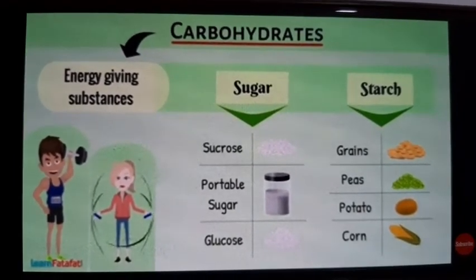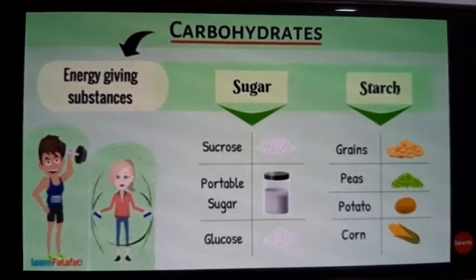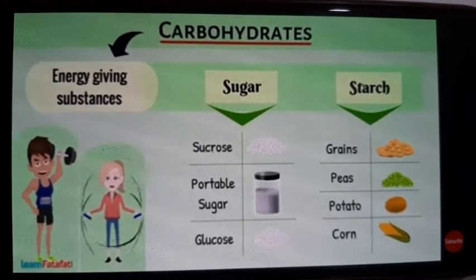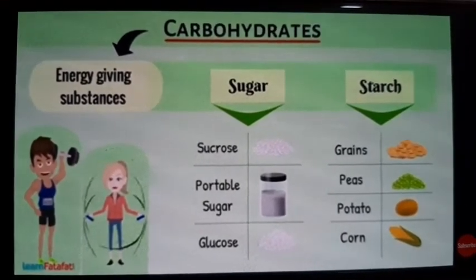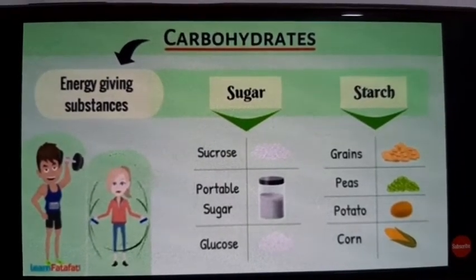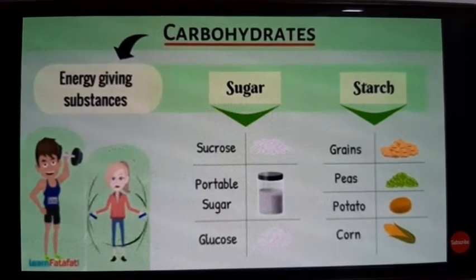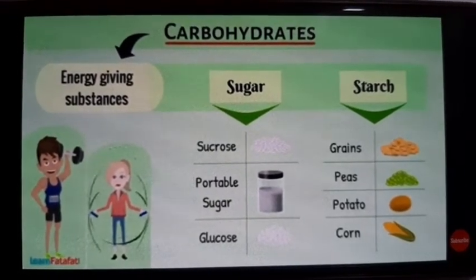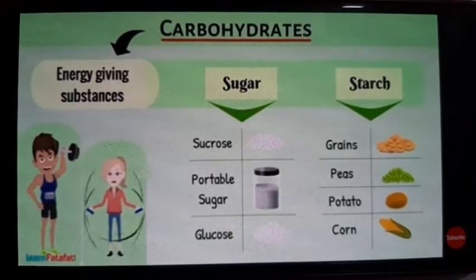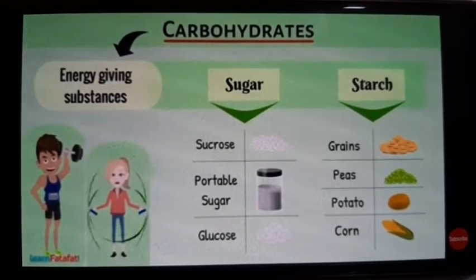Now let's head on towards the first major component of food, that is carbohydrates. The term carbohydrates is composed of 2 words, carbo, meaning carbon, and hydrates, meaning water. So basically carbohydrates are a combination of carbon-derived compounds and their hydrates.